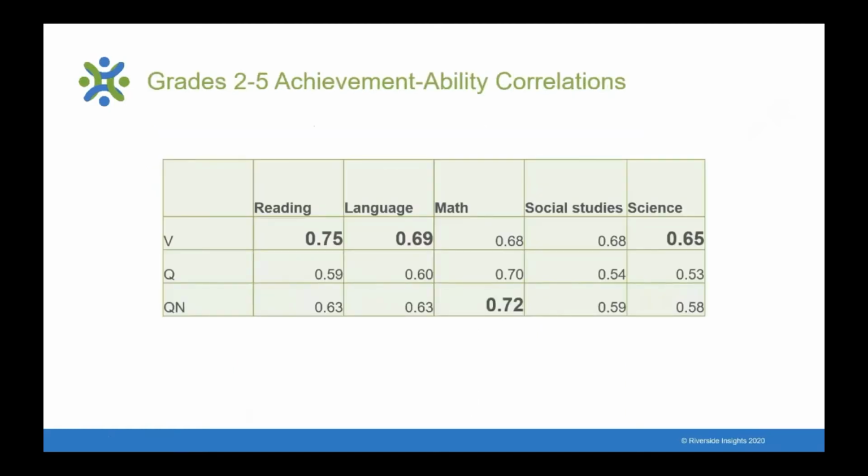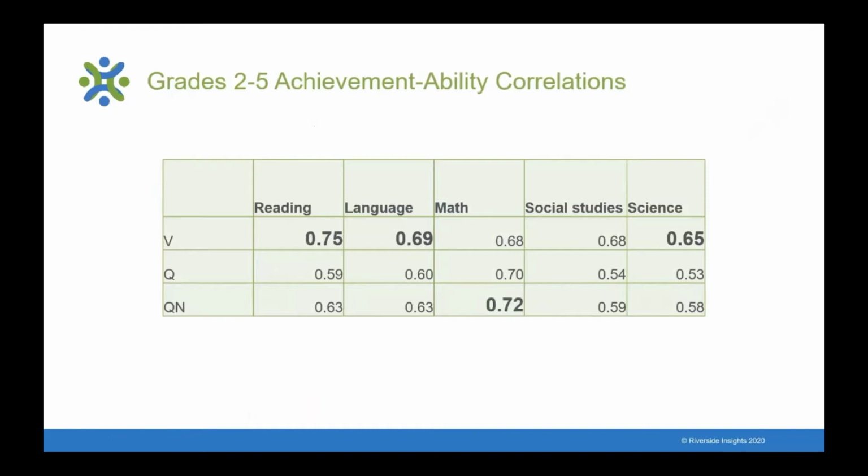One of the advantages of having battery level scores like VQN is that they have differential predictive strength for different content areas. Here are some average ability-achievement correlations from the CogAT standardization data with the Iowa Assessments. And what we find is that I've bolded and made big the highest correlation in every column.